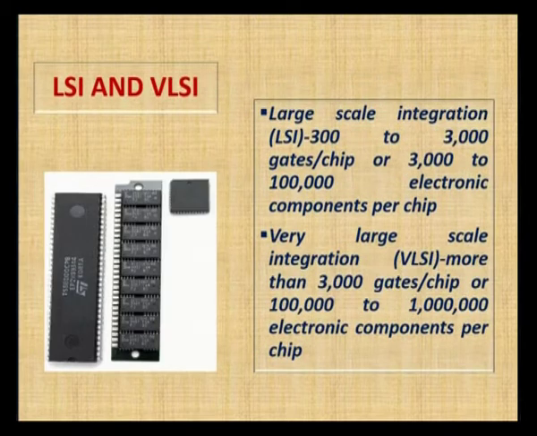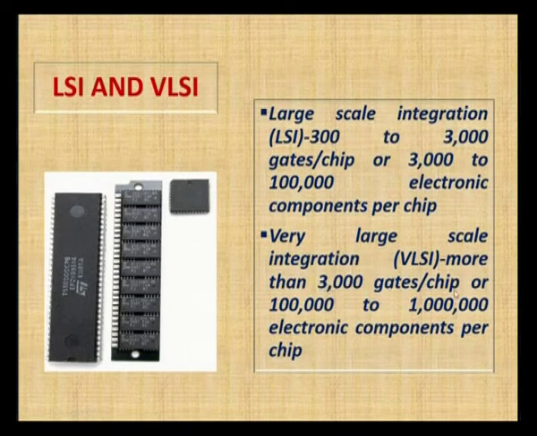Next we move on to large scale integration and very large scale integration. In large scale integration, the number of gates increases to 300 to 3000 gates per chip, or 3000 to 1 lakh electronic components per chip, and in very large scale integration the number of gates increases again.